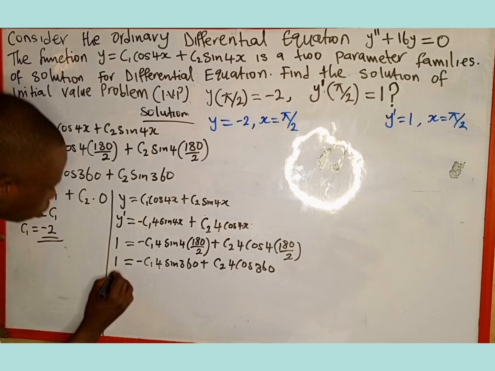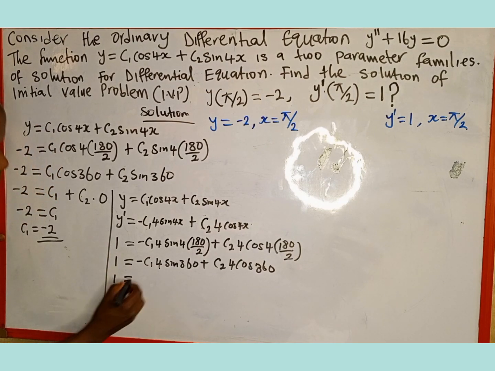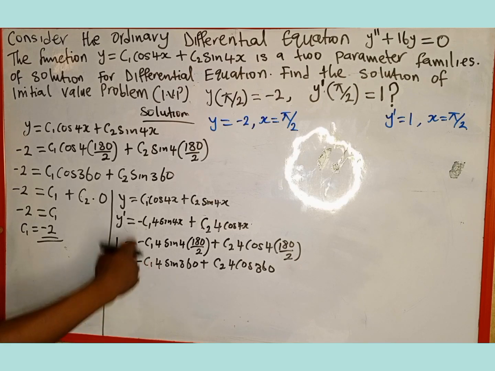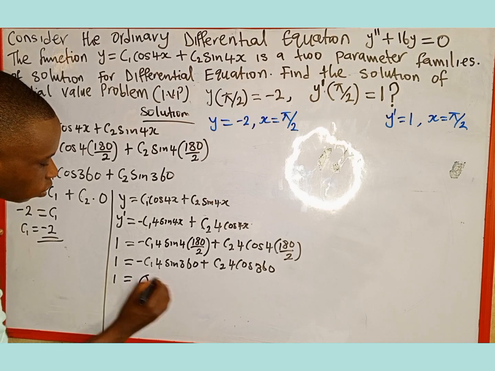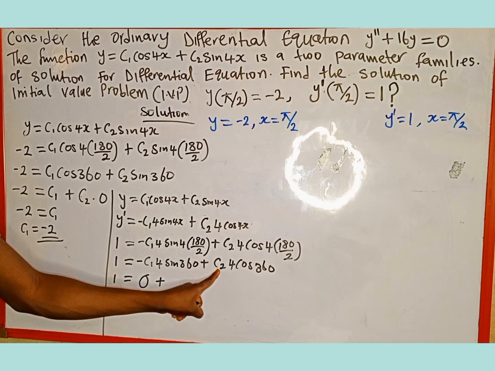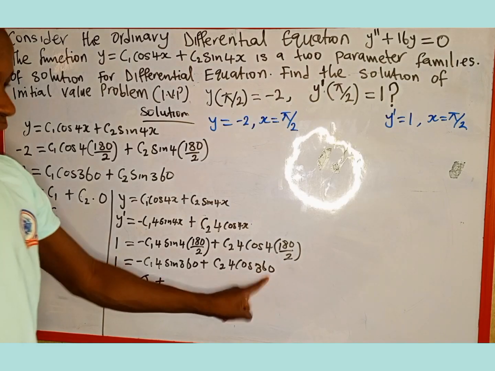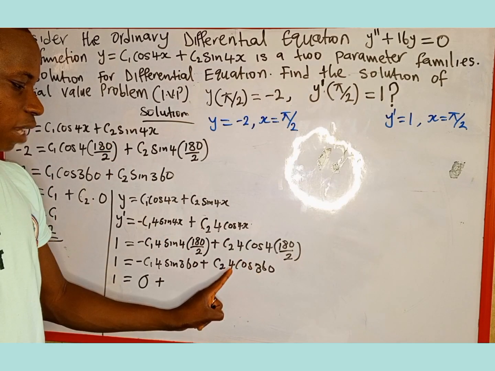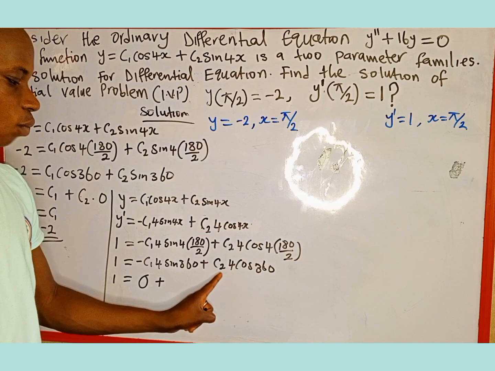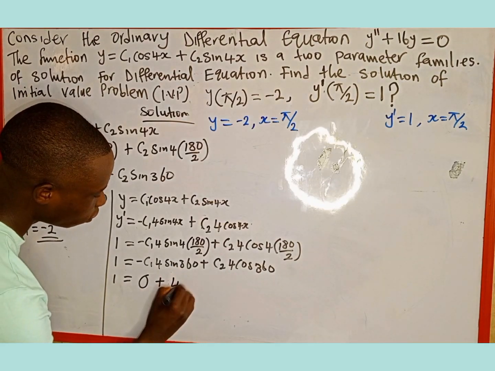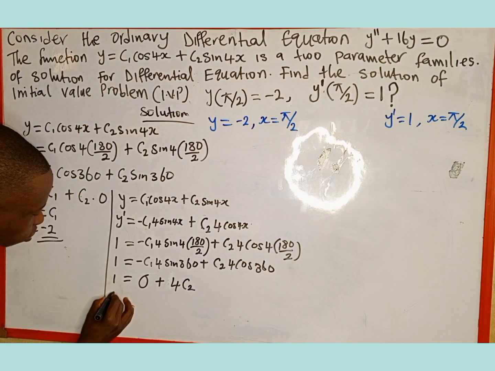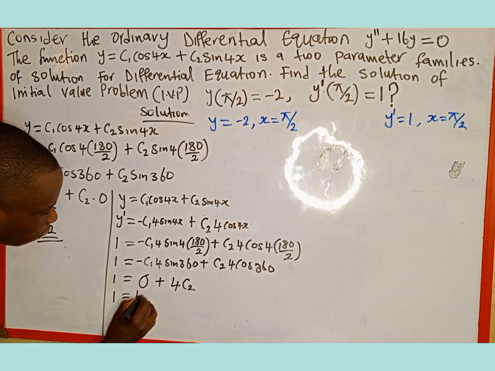So now we can go further to simplify. 1 will be equal to, sin 360 is 0. Then 0 multiplied by 4 is 0, and 0 multiplied by minus c1 is still 0. So everything here is going to be 0. Then plus c2 4 cos 360. cos 360 is 1, then 1 multiplied by 4 is 4, then 4 multiplied by c2 gives us 4c2. So we have 1 equal to 4c2.